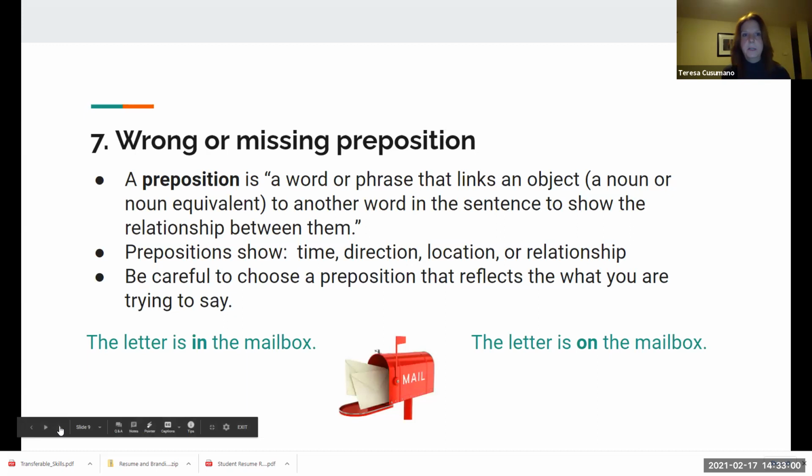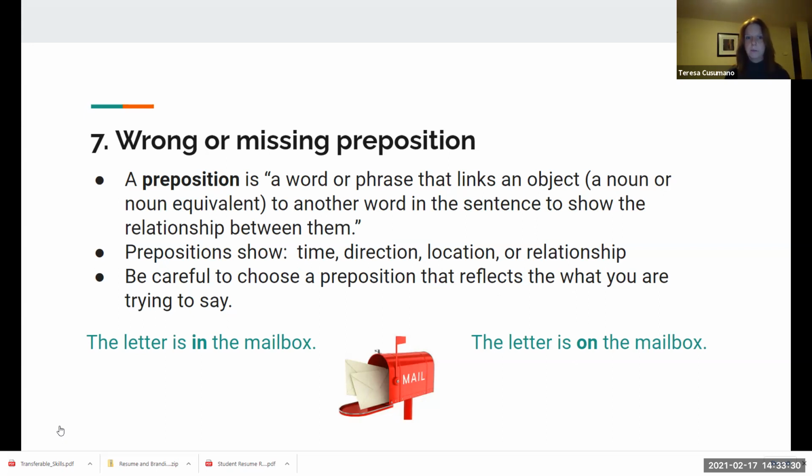Okay. Number 7, wrong or missing preposition. Prepositions are tricky. This is something that a lot of students struggle with in their writing. So the rule is preposition, be selective. Pick a preposition that is showing what it is you're trying to say. Prepositions have 4 functions. They show time, direction, location, or relationship. Depending upon which of those you are trying to say, you need to pick a preposition that will correctly do that.